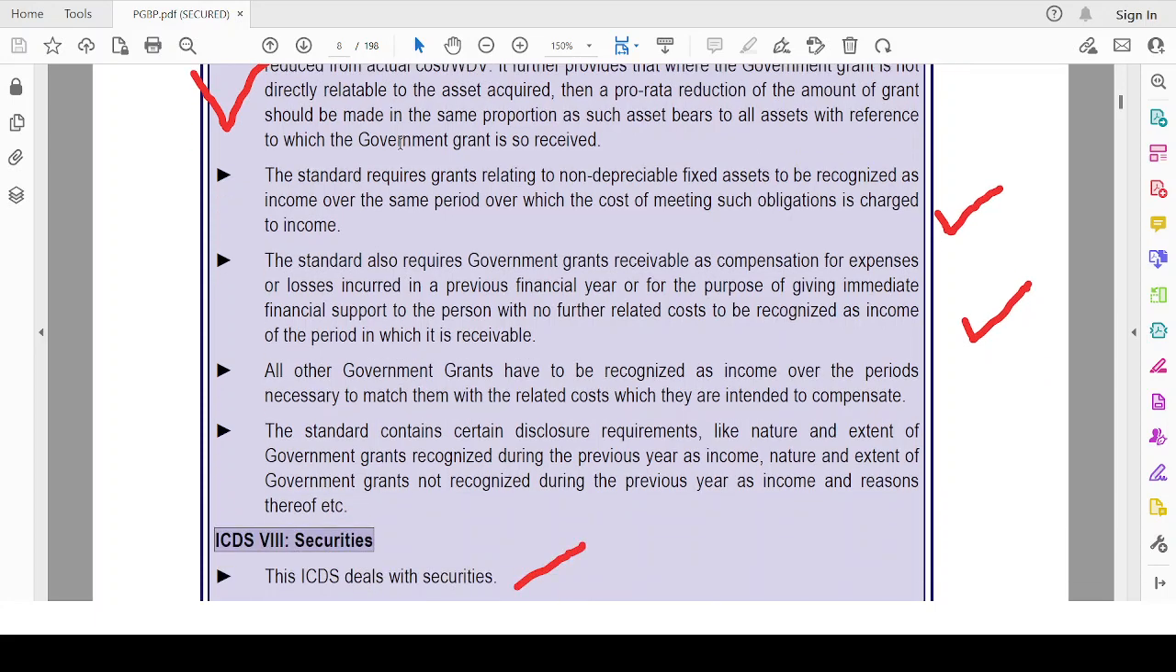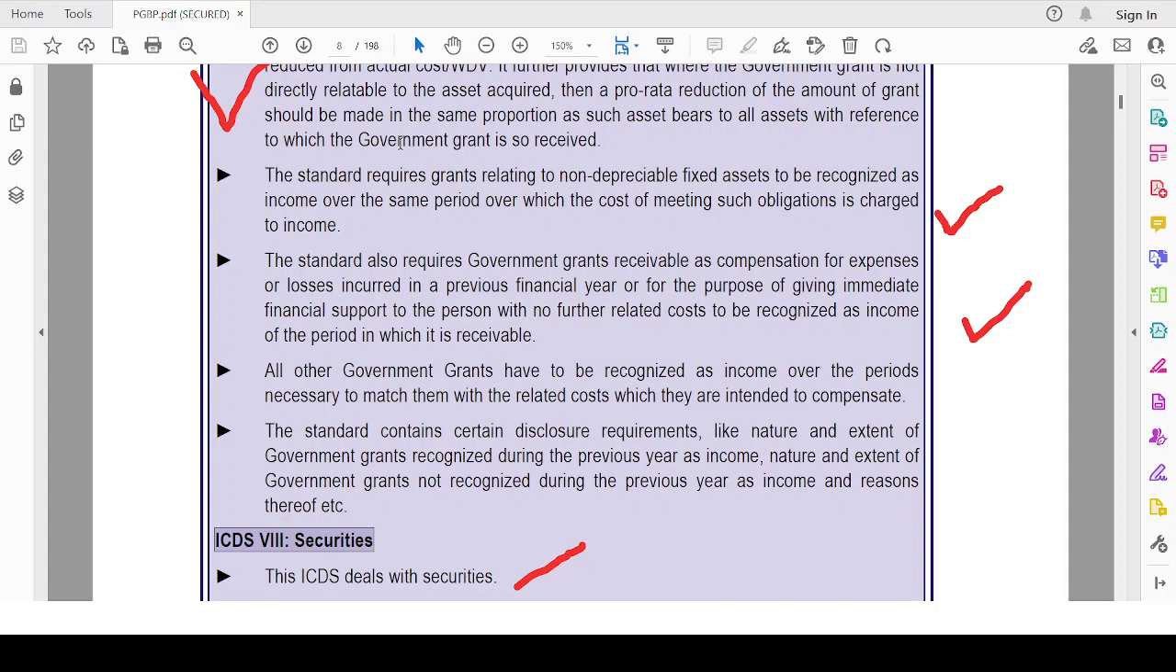Now, again, you're going for a non-depreciable fixed asset. For that I have to recognize it as income over the period over which the cost of meeting such obligations is charged to income. I have a non-depreciable fixed asset related grant, but it is conditional. Then, whenever the conditions are satisfied and related costs are charged to the profit and loss account or the income statement, at that time I will also recognize the revenue. Similar to the deferred income concept.